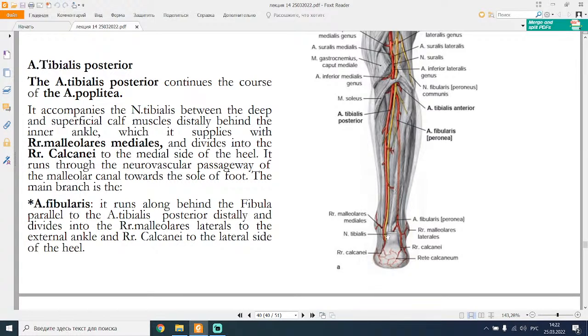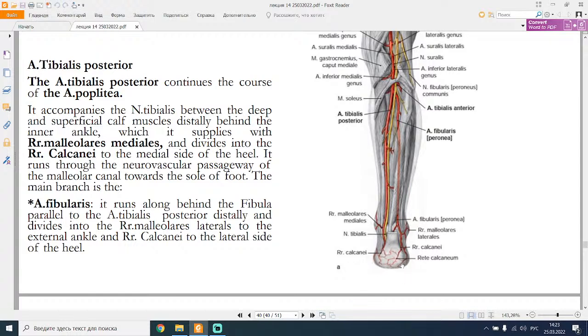medialis, and divides into the rami calcanei to the medial side of the heel. It runs through the vascular passageways of the malleolar canal toward the sole of the foot.